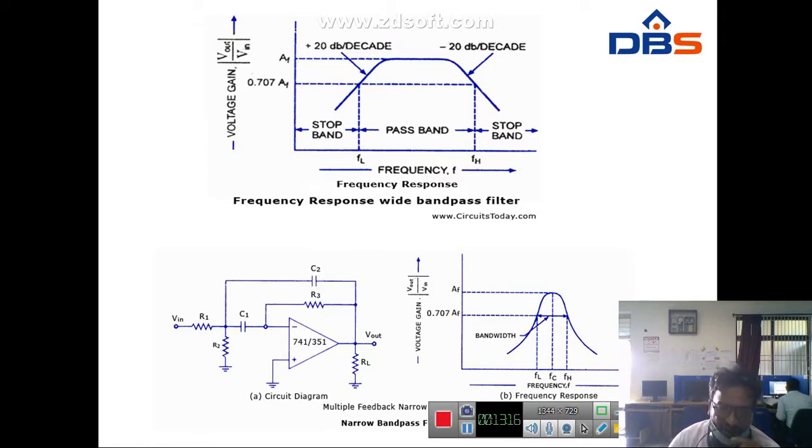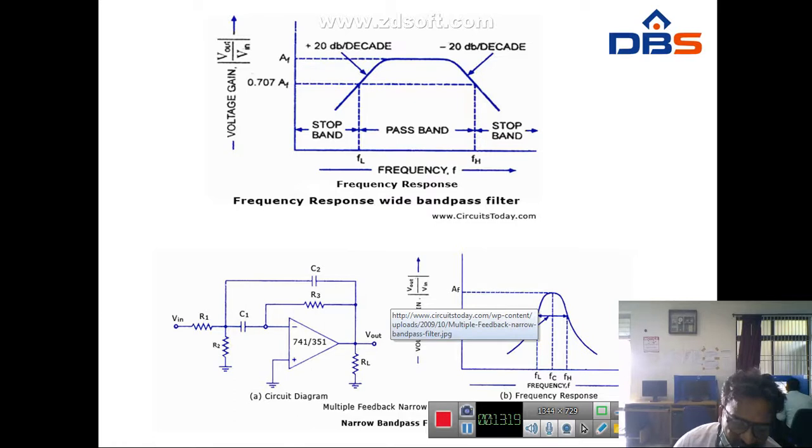So next one, the narrow band pass filter. In this also we have the circuit diagram and the frequency response of the narrow band filter. The narrow band pass filter uses multiple feedback, as shown in this figure. The filter uses only one op amp compared to all the filters we discussed so far. This filter has some unique characteristics in the following respects.